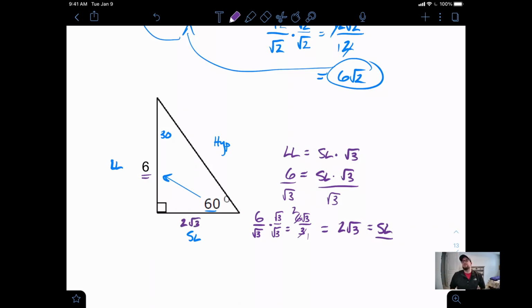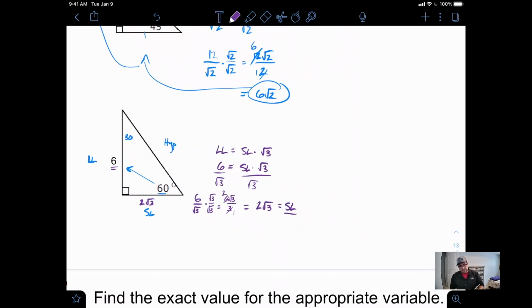Now, to jump from our short leg to our hypotenuse, we know that our hypotenuse is just equal to our short leg times 2. Since our short leg is 2 square roots of 3, we can replace that. So 2 square roots of 3 times 2 is equal to our hypotenuse. And then to finish solving that, we just need to multiply. 2 times 2 is going to give us 4 square roots of 3 is what our hypotenuse is. So our hypotenuse will be 4 square roots of 3.